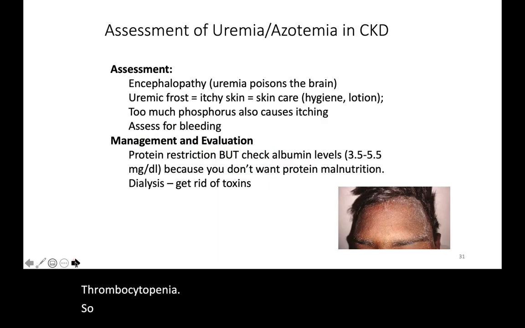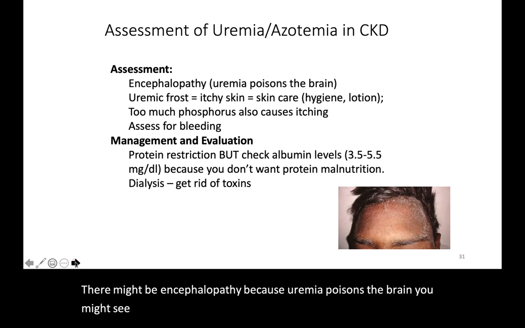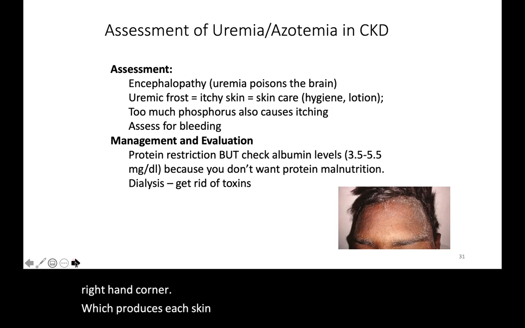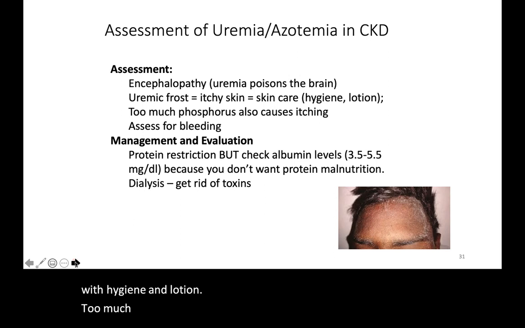So how do you assess for uremia and azotemia in CKD? There might be encephalopathy because uremia poisons the brain. You might see uremic frost, such as the one you see in the picture in the lower right-hand corner, which produces itchy skin. Therefore, you need to do some skin care with hygiene and lotion. Too much phosphorus also causes itching. And with thrombocytopenia, you need to assess for bleeding.